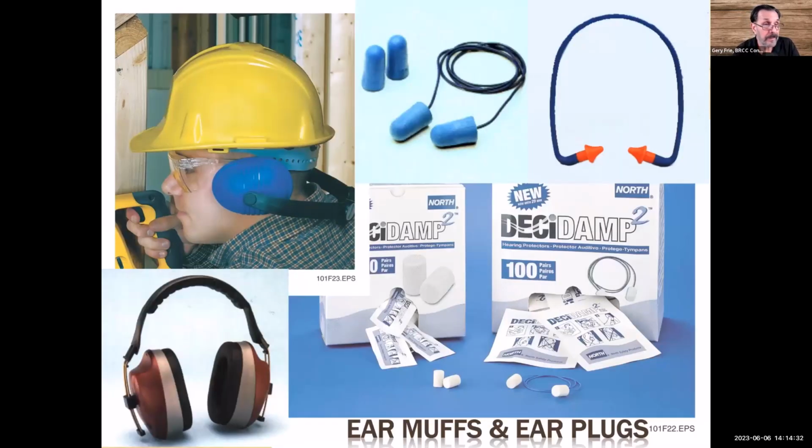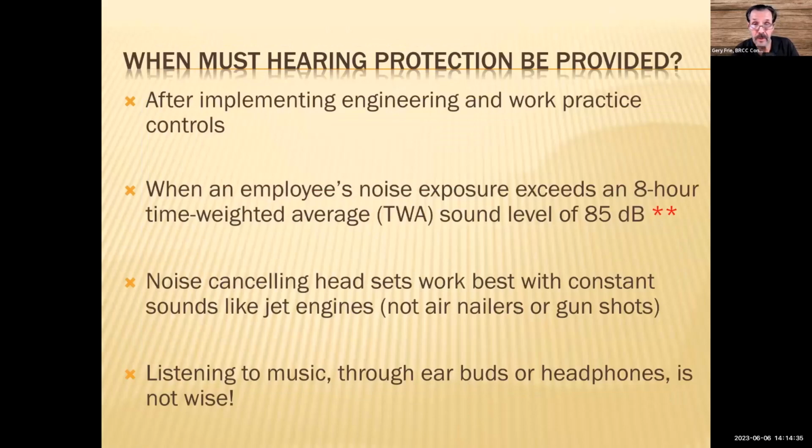So here's the second bullet on this page. When must hearing protection be provided? The second bullet says, when an employee's noise exposure exceeds an 8-hour time-weighted average, or TWA, sound level of 85 decibels. So there's a couple of numbers there. 8 hours. It's a time-weighted average, or TWA. Those are abbreviations to remember. But when it exceeds this 8-hour time-weighted average of 85 decibels, I guess the most important number there is the 85 decibels.